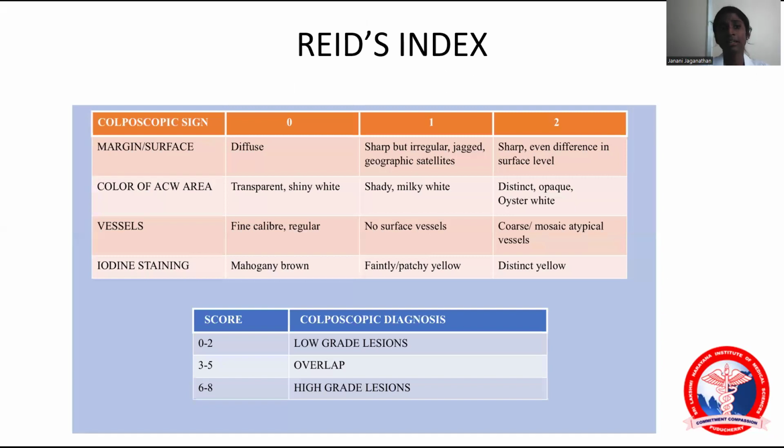Moving on to Reed's index. In Reed's index, there are 4 parameters that can be studied. One is margin and surface of that abnormal area, color of aceto-white area, vessels, iodine staining. Again, the least score is 0 and the maximum score here is 8. So score between 0 to 2 will come under low-grade lesion. Score between 3 to 5 will have overlap findings. Score between 6 to 8 is called high-grade lesion. So colposcopic findings will be interpreted with the help of the Sweet score and Reed's index.